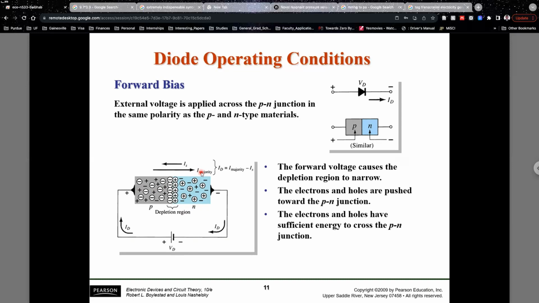So you'll get a direct current flow from the battery to the device and back to the negative terminal of the battery. So that's why in forward bias, if you are applying a high enough forward bias, there will be a current flow through the device.